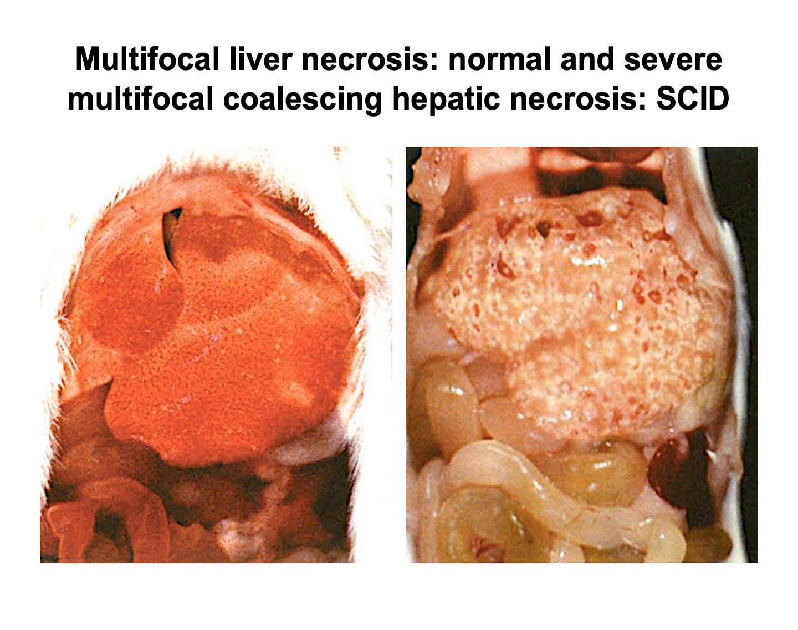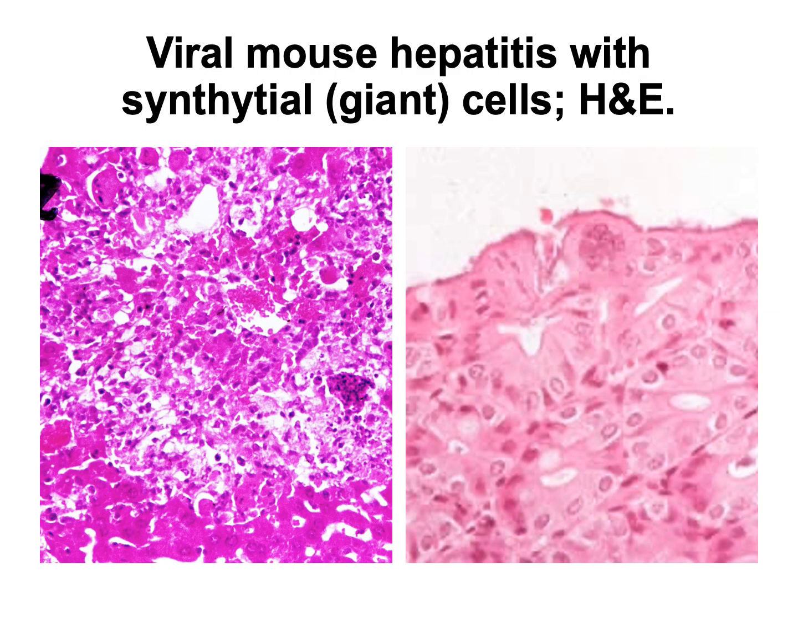You can also see that liver involvement may be accompanied by icterus and peritonitis. Histologically, necrosis can be focal and confluent and may be infiltrated by inflammatory cells. You can see here viral mouse hepatitis with syncytial giant cells, hematoxylin eosin. And you can see in the right side at about 3 o'clock and at the top of the right picture.